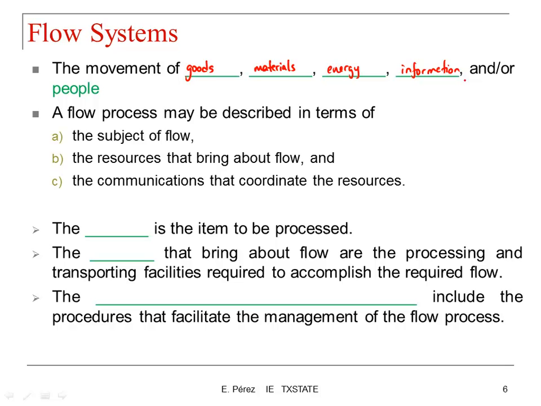A flow process may be described in terms of the subject of flow. So maybe it's a turbine for an airplane. It has to be moved throughout the facility in order to be completed, or maybe we are talking about smaller items such as cell phones or anything else. The resources that bring about flow, and the communications that coordinate the resources. So the subject is the item to be processed.